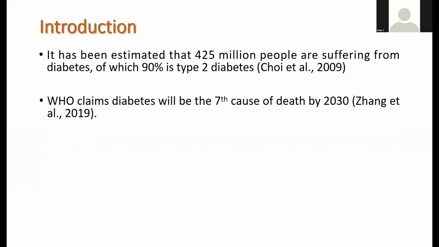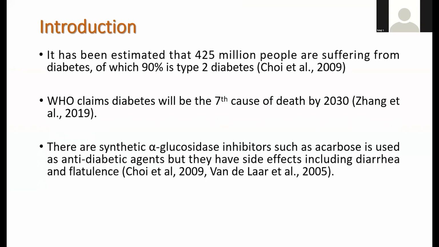So many of these shocking figures emphasize the need to look for inhibitors of the glucosidase enzyme. There are synthetic alpha glucosidase inhibitors available, for example acarbose, which is a popular one used as an anti-diabetic agent, but they do have a lot of side effects, including diarrhea and flatulence.